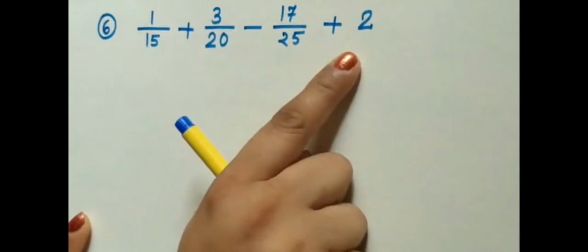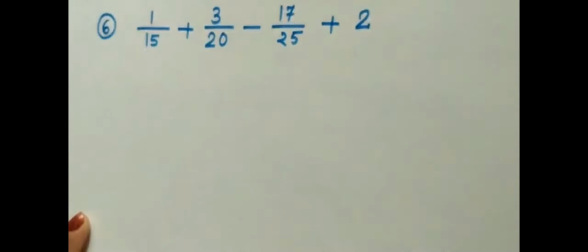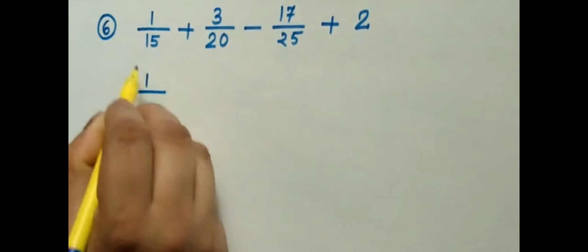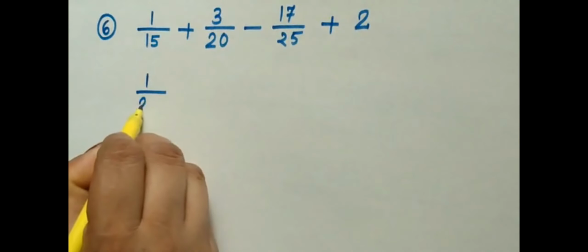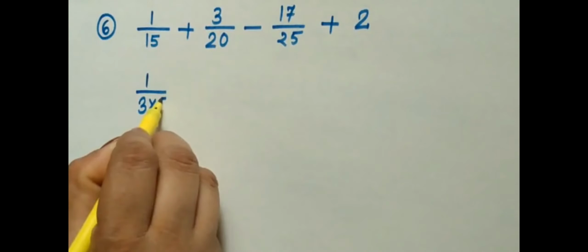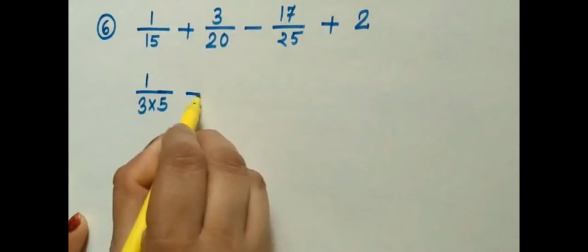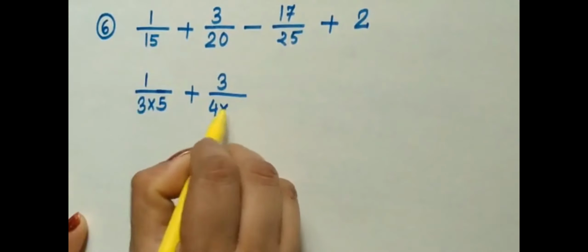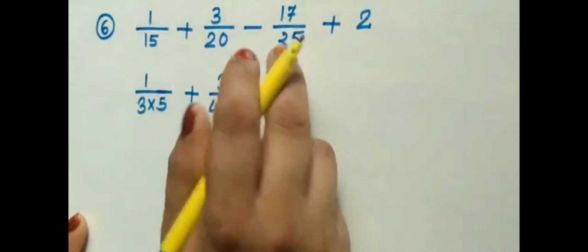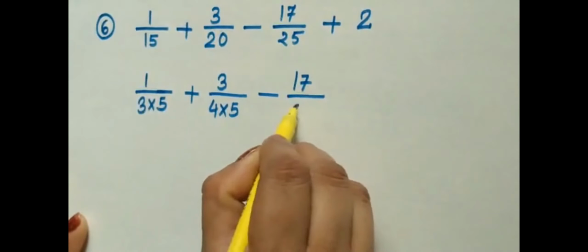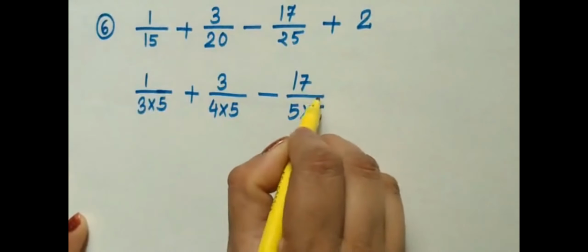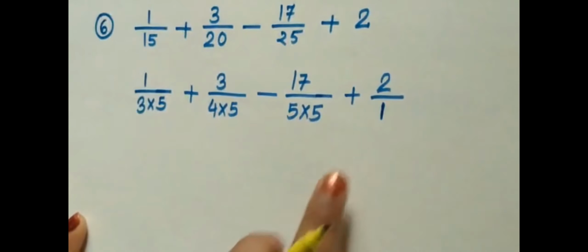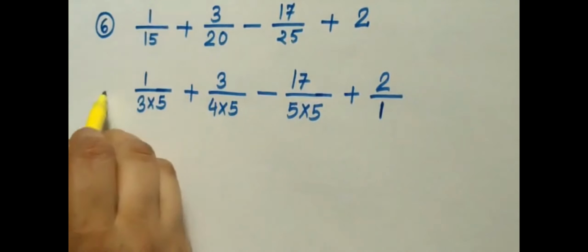Now let's check our last example. Here you can see that the last term of this question, 2, is here without a denominator. For such type of questions, first of all we will write all the denominators in the form of multiplication, that is 15 can be written as 3 cross 5, 20 can be written as 4 cross 5, minus 17 by 25, 25 can be written as 5 cross 5, and plus 2 can be written as 2 by 1, as 1 is the default denominator of all the numbers.